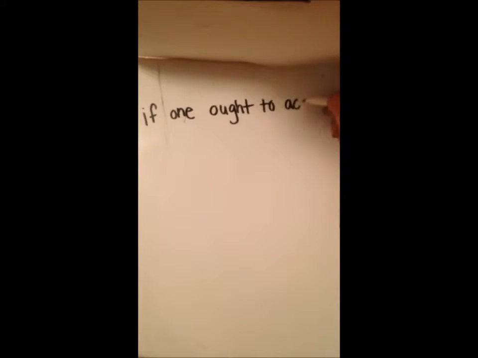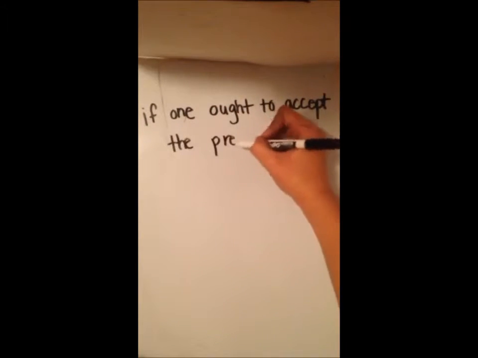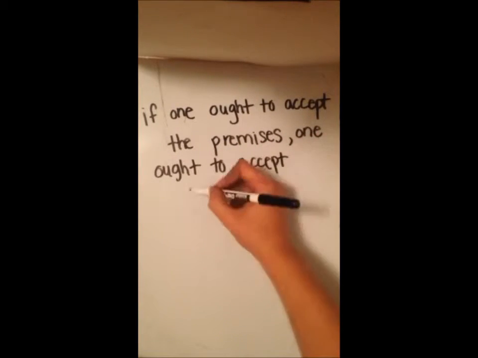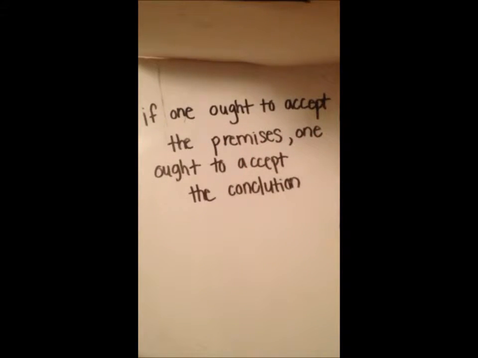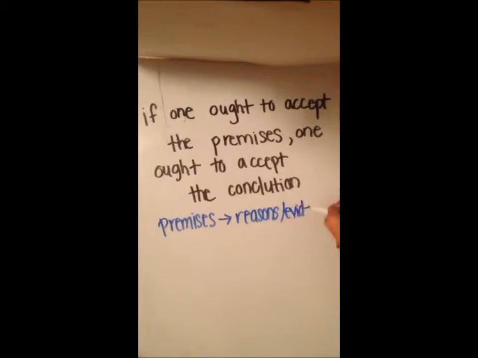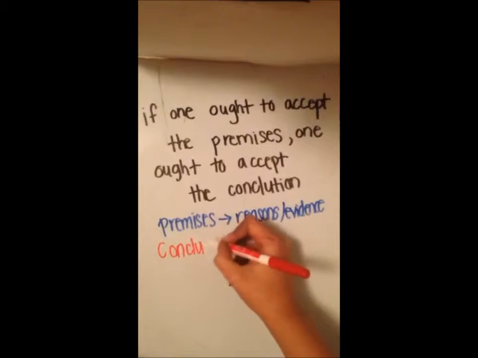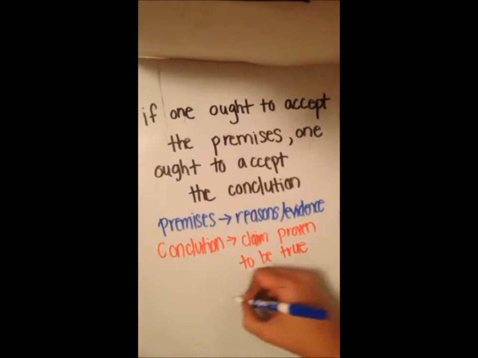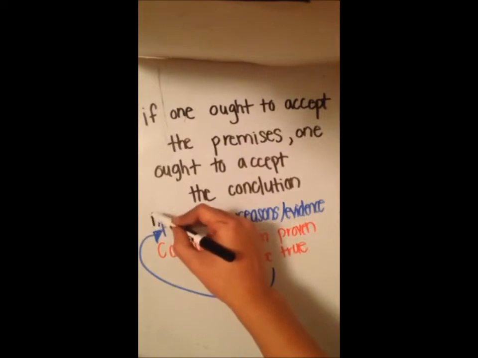If one ought to accept your premises as truth values, then one ought to accept your conclusion as truth value as well. Your premises are your reasons, your evidence, and your conclusion is your claim, and your conclusion is supported by your premises.